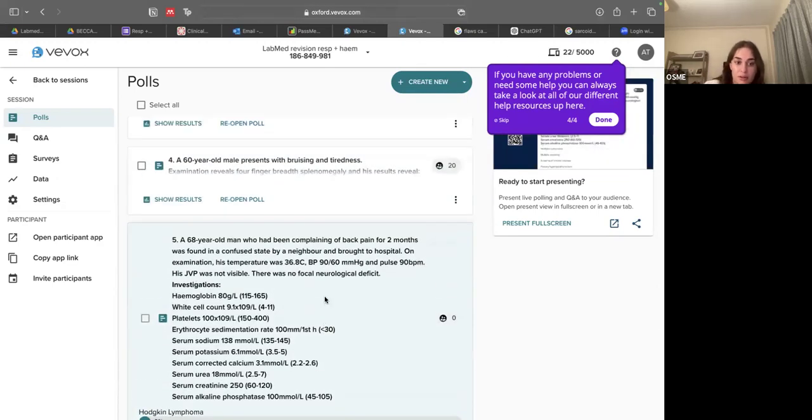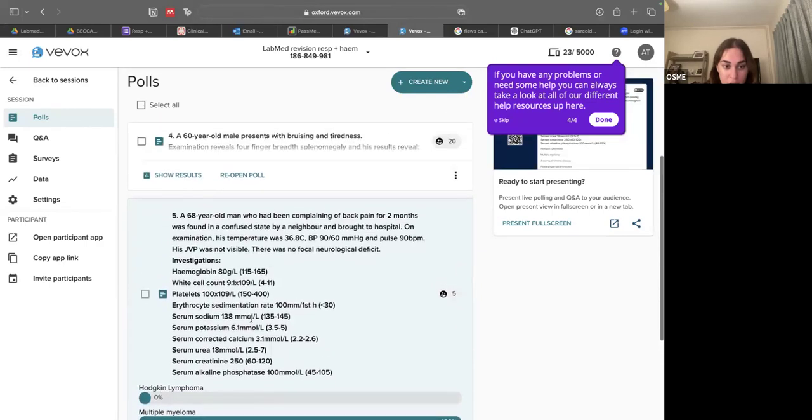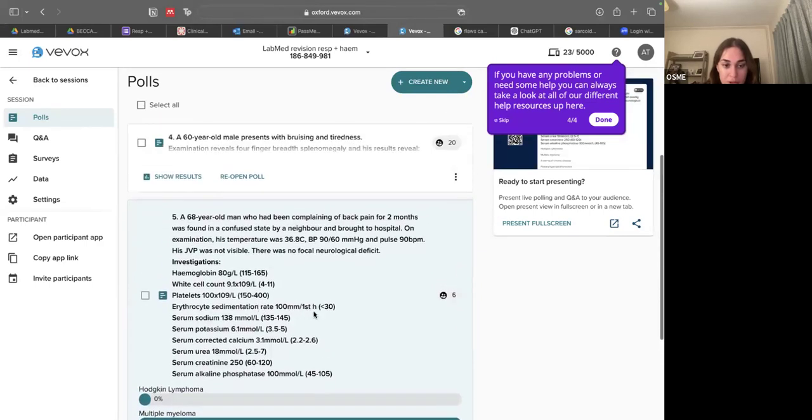So, final question. It's a 68-year-old man, back pain for 2 months. So keywords: back pain. What are we thinking about now? It's an older man, so we're thinking, okay, it's not going to be Hodgkin's lymphoma or anything. They've not got a fever. They've got a low blood pressure and a high pulse. There's no raised JVP and no neuro symptoms. They're anemic. Their white cell count is fine. They've got some reduction in platelets. Okay.